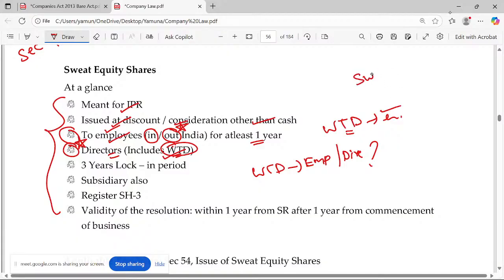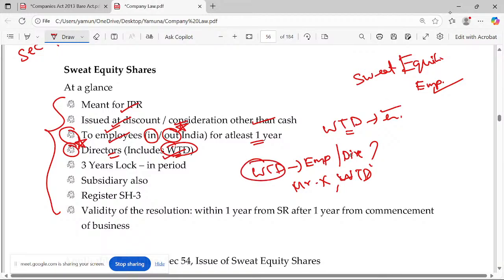Now, for my company, as a company secretary, I am planning to issue this sweat equity share. To whom? To an employee. Now tell me, will Mr. X, a whole-time director, be covered under this definition? Yes, because a whole-time director carries both statuses, employee and director. So there should not be any argument that he is a director and should not be considered an employee. That's why there is a particular mention that director includes full-time directors. And please make a note, there should be a lock-in period of 3 years.